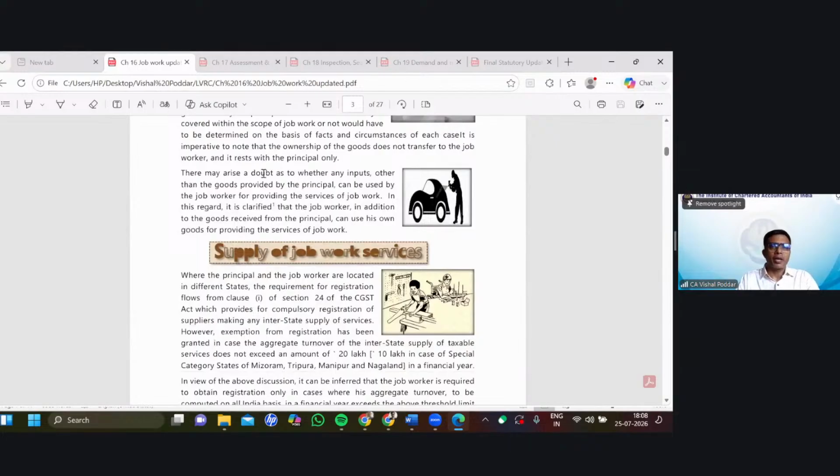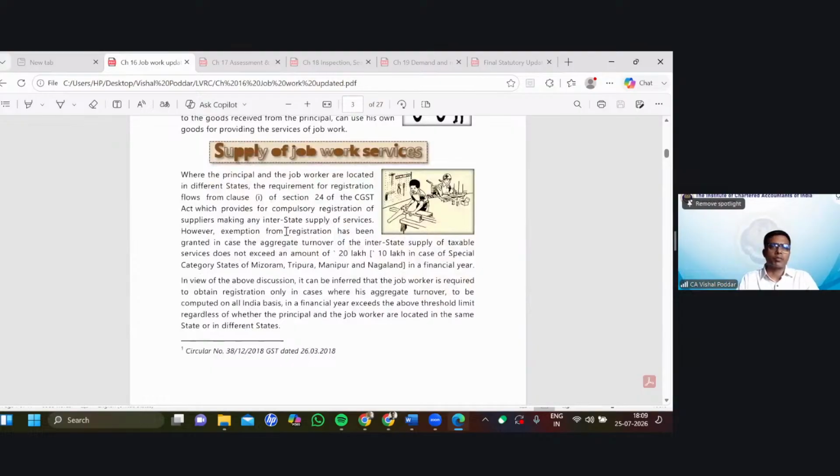Now, there may arise a doubt as to whether any input other than the goods provided by the principal can be used by the job worker. This is very common. It is not necessary that each and everything is provided by the principal. As you can see in the image, the principal is a car manufacturer and he has sent the car for painting to the job worker. The job worker is provided only the main item, that is the car. But for carrying out the job work process, the job worker is using his own paint, his own chemicals, varnishes, and other subsidiary articles. Whether it would still amount to job work, why this question? Because the job worker is using some of his own material. In this regard, it is clarified that the job worker, in addition to the goods received from the principal, can use his own goods for providing the process or the job work service.